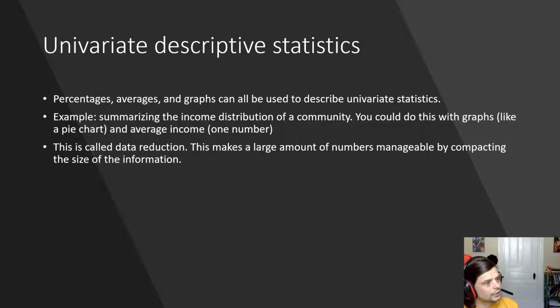Univariate descriptives are things such as percentages, averages, and graphs, and it can all be used to describe univariate stats. So, for example, summarizing the income distribution of a community, you can do this with graphs, like a pie chart, for example, and data visualization. I'm going to add a section to this course a week that we'll do data visualization in, okay? And what you call this is data reduction. You're taking a large amount of data and compiling it down into a small amount of visuals so people can understand what you're talking about.